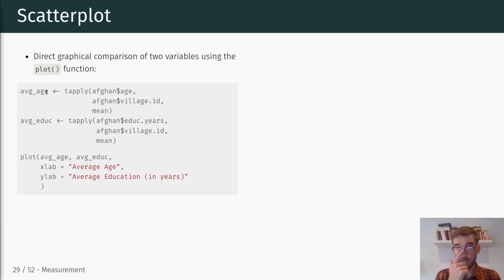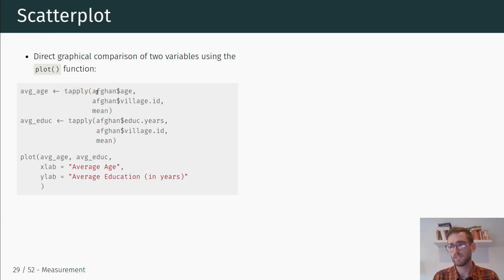What we're going to do here is look at the bivariate relationship between the average age of a village and the average education level of a village. So to what extent is the age distribution in a given village, the average age, related to the average education level in that village? Okay. So the first thing we're going to do is compute the average age for each village ID in our survey.